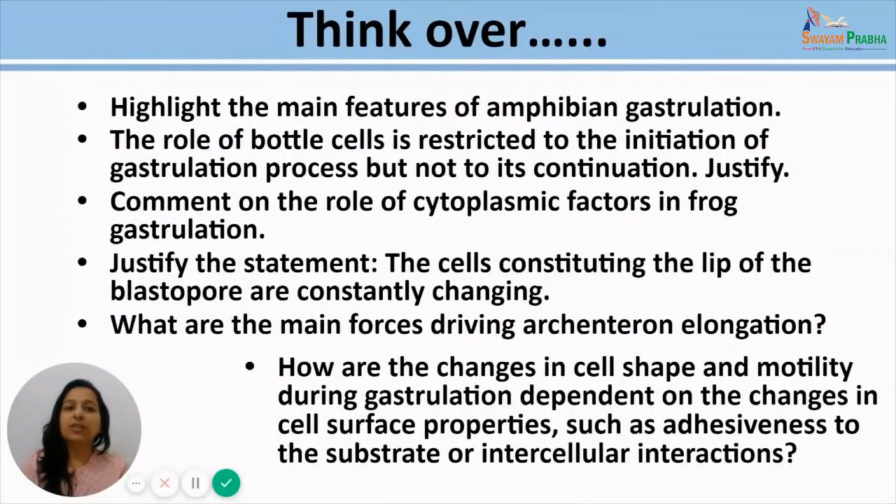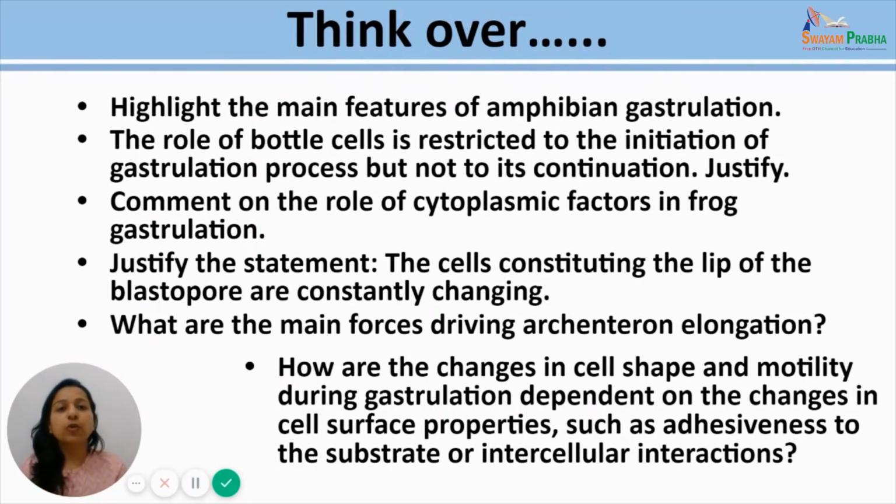So after a thorough discussion of the process of early development up to gastrulation in frog embryo, let us think over certain questions. Highlight the main features of amphibian gastrulation, in which you can discuss all the main highlights that have occurred during the process of gastrulation in amphibians. What is the role of bottle cells here? You have to justify a statement: the role of bottle cells is restricted to the initiation of gastrulation process, but not to its continuation.